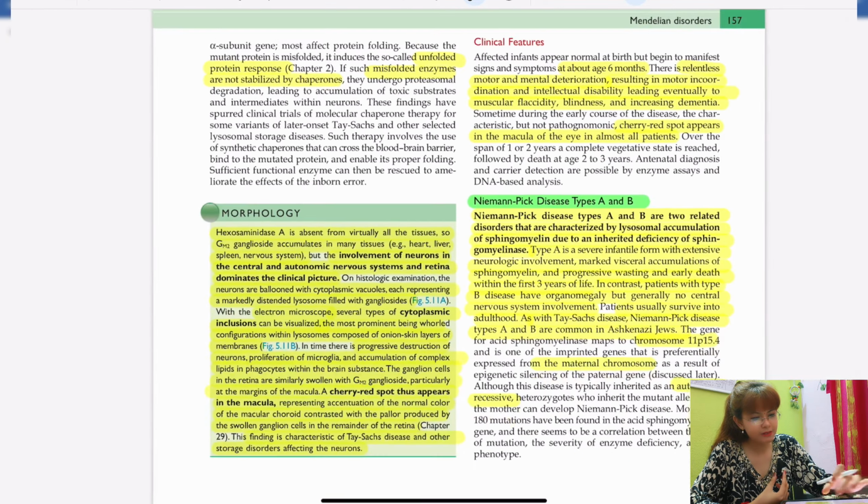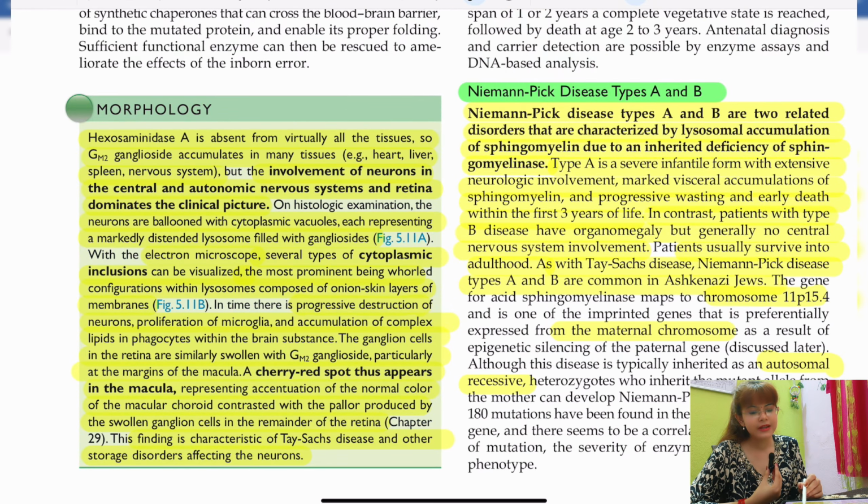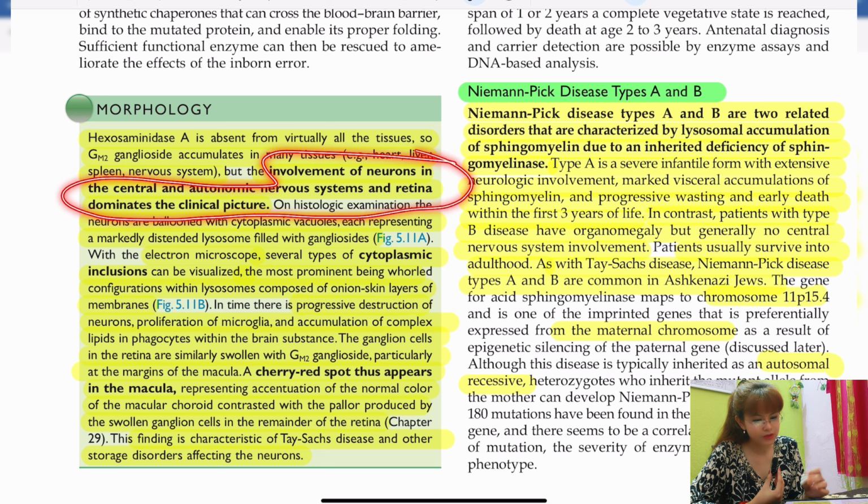Now, yes, this part is important. So this hexosaminidase A is basically absent from all the tissues. So basically there is accumulation of GM2 ganglioside in almost all the tissues. The involvement of neurons in the central and autonomic nervous systems and retina dominates the clinical picture. Very important. These systems are mostly involved in this disease.